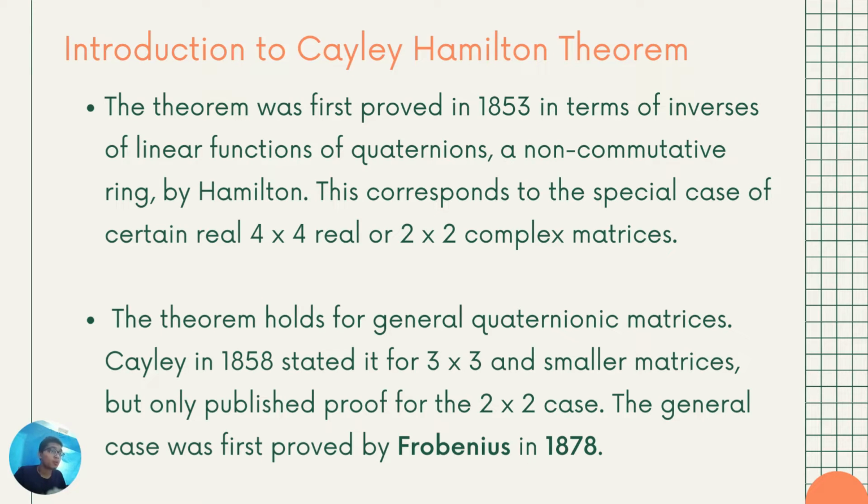Now the theorem was first proposed in 1853 in terms of inverses of linear functions of quaternions, a non-commutative ring, by Hamilton. This corresponds to the special case of certain real 4x4 or 2x2 complex matrices. The theorem holds for general quaternionic matrices. Cayley in 1858 stated it for 3x3 and smaller matrices, but only published the proof for the 2x2 case. The general case was first proved by Frobenius in 1878.